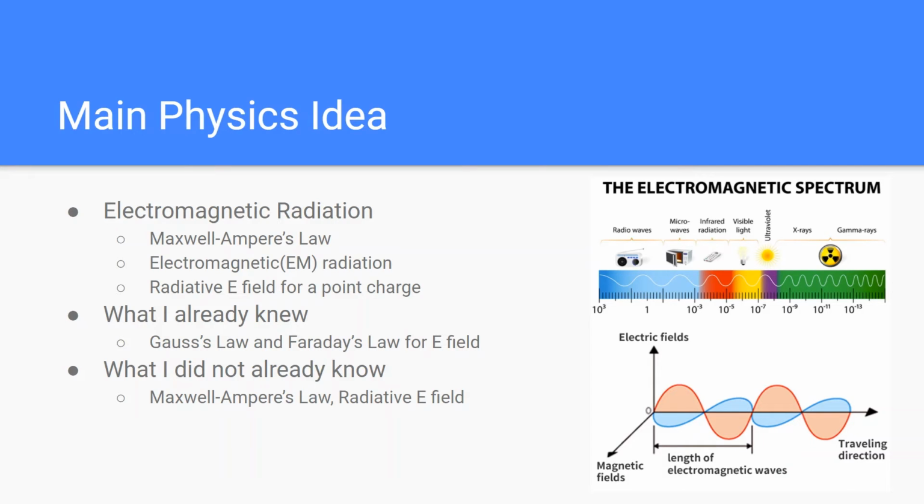But now a new thing that we learned is that you can also find a radiative E field when that point charge is actually accelerating in some direction. And on the right, you can see the electromagnetic spectrum that we used to see in high school science classes. And on the bottom, we know the relationship between the electric field and magnetic field, and that they are perpendicular to each other.